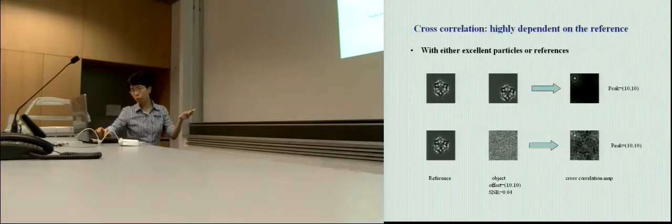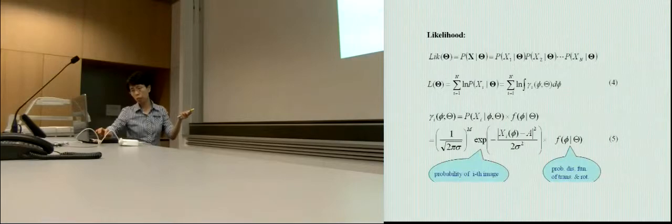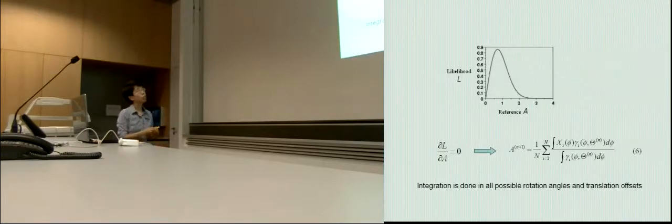Compare this with the maximum likelihood. Here for xi, we do the integration over all the possible rotations and translations, but each rotation and translation has a different weight. That's the result.